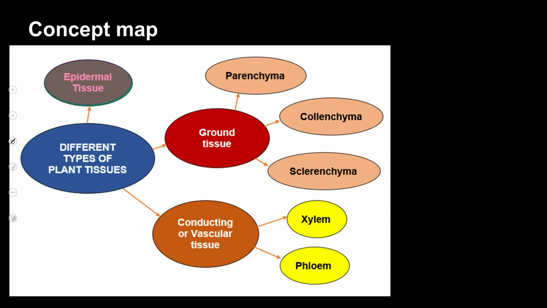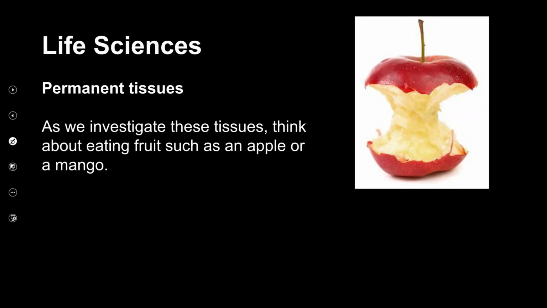Before the break, we looked at the different types of permanent tissue, which are tissues that, once they've been formed, stay the same and carry out a very important function in keeping the plant alive. As we investigate these tissues, think about eating fruit, such as an apple or a mango, because as you eat those, you're going to be eating all these different types of tissues.